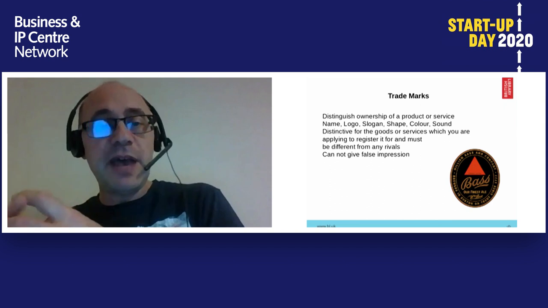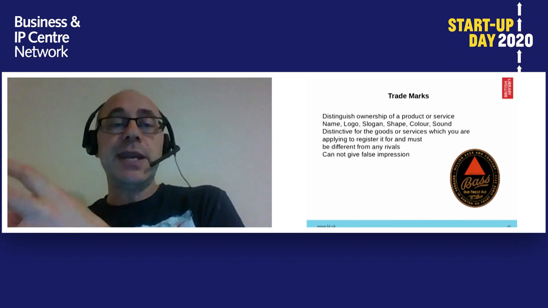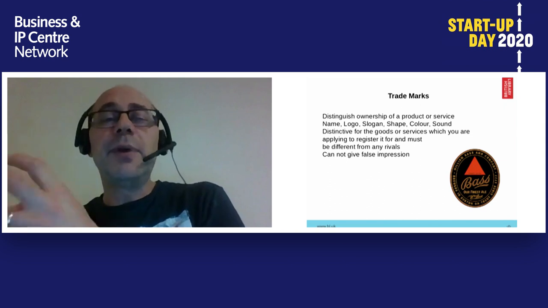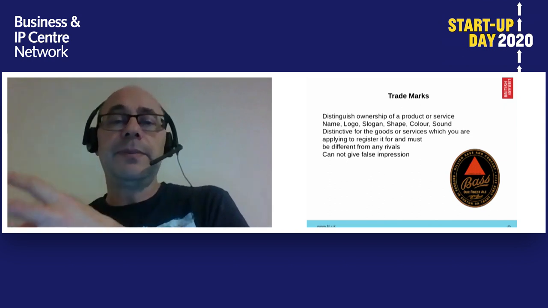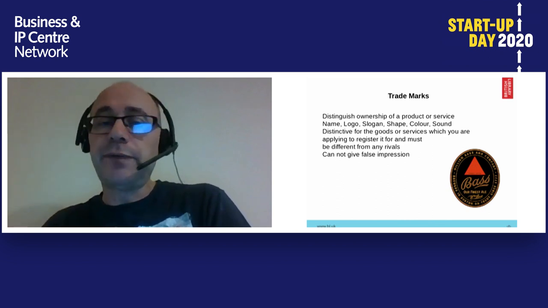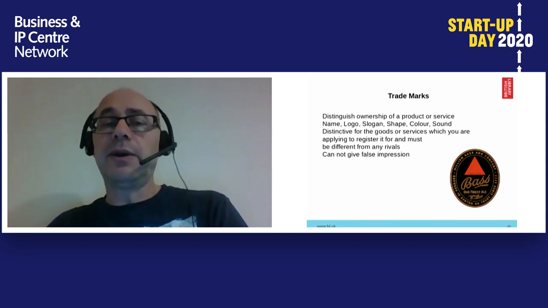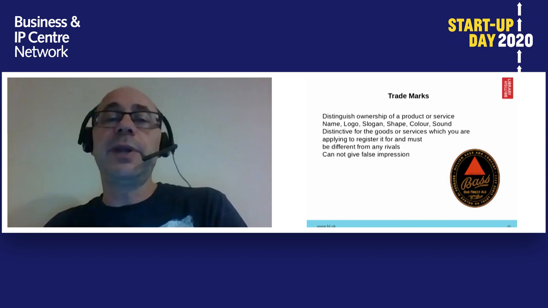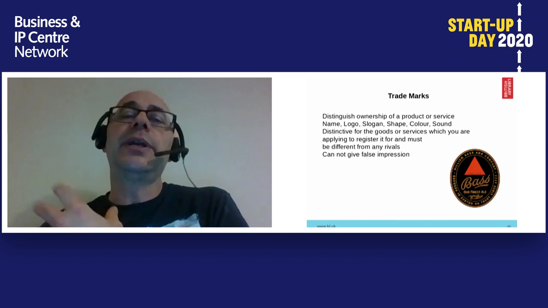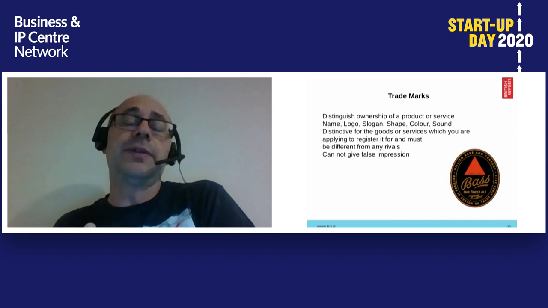And again, part of the family of IP, this covers something quite different to inventions. It covers protection for names, logos, sometimes slogans, shapes, even colors and sounds, but mostly it's logos and names that trademarks are mostly used for. They are distinctive for the goods or services which you have. And very important principle here, they have to be distinctive and different from any of your competitors, because you don't want to trade off on their reputation. You don't want to give a false impression. That's one of the fundamental principles that sit behind trademarks, as there are others, but that's one.